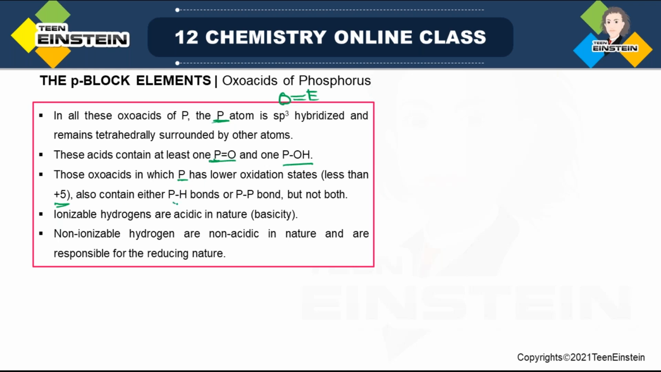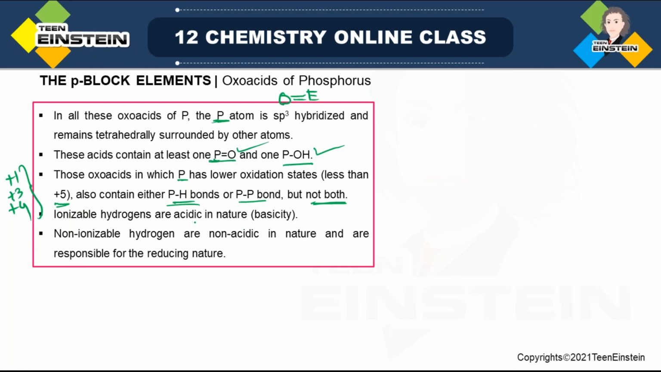They also contain either a P–H bond or a P–P bond, but remember, not both together. When it is an oxoacid structure, these two bonds will always be present. That is mandatory. But if the oxidation state is lesser than +5, that means +1, +3, +4, in that case you will also have some P–H bond or P–P bond. But remember, not both together.